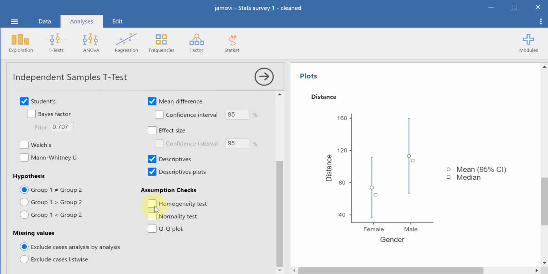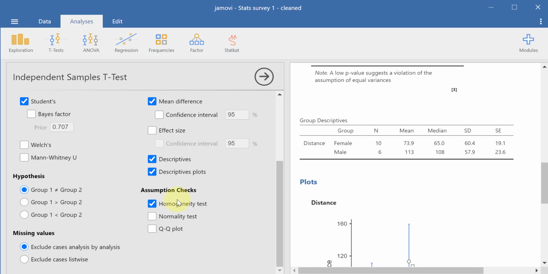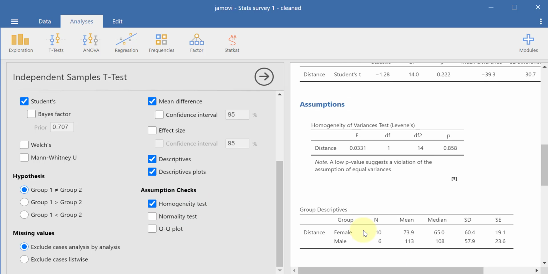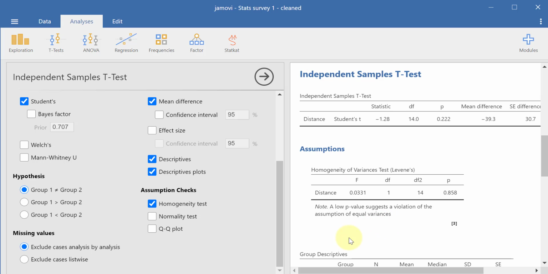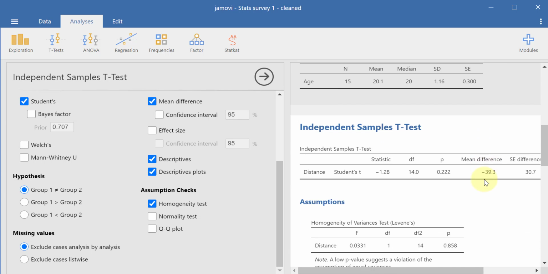And one of the things that we had as an assumption is that these two groups have the same variance. So the homogeneity test is saying, do these two groups have the same variance? Let me go over the results. Here are the results.